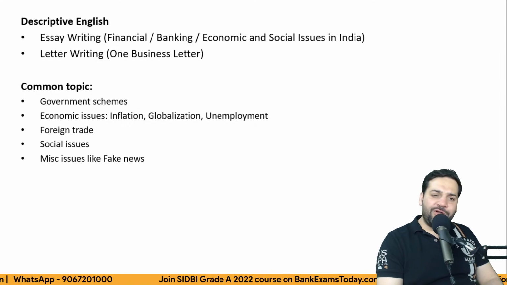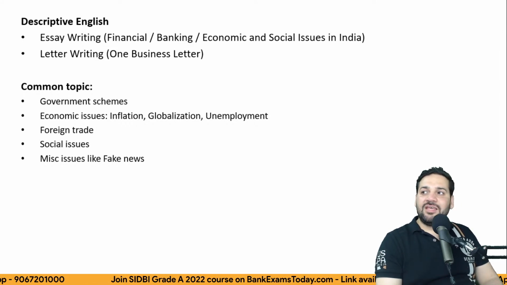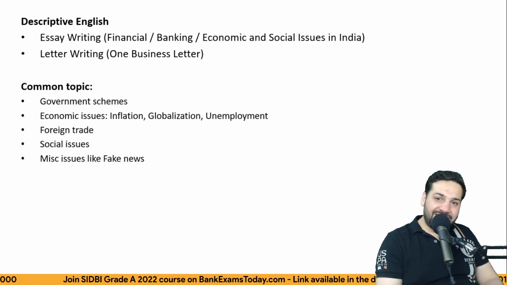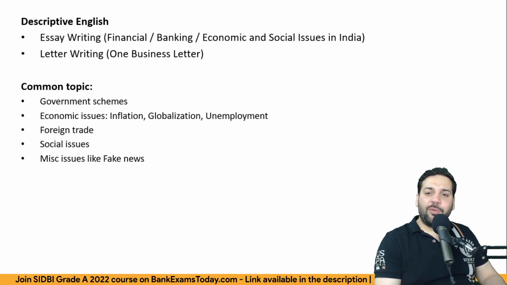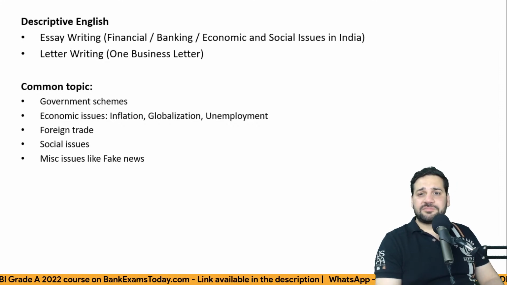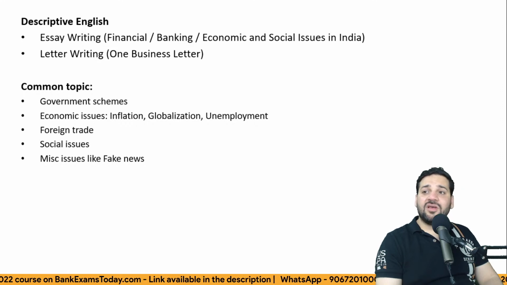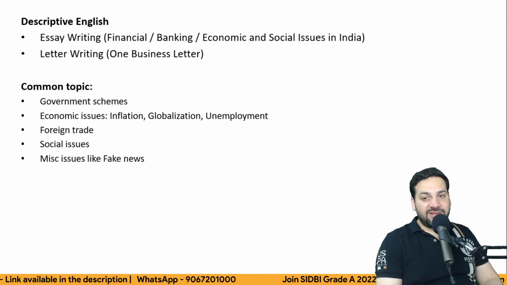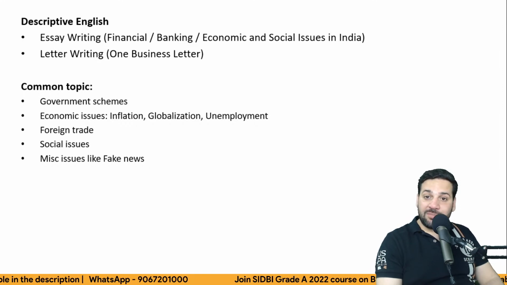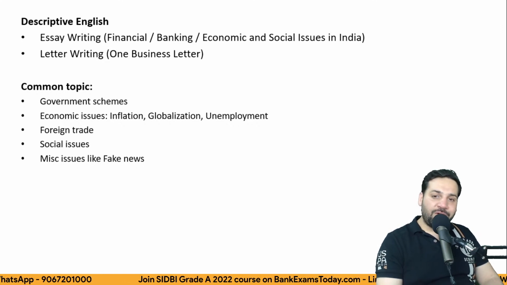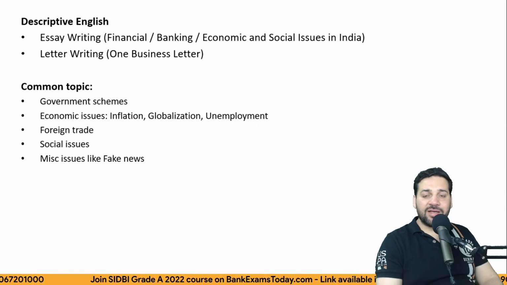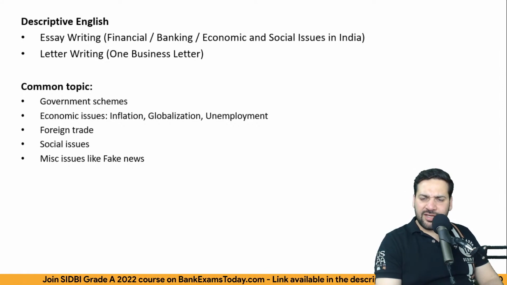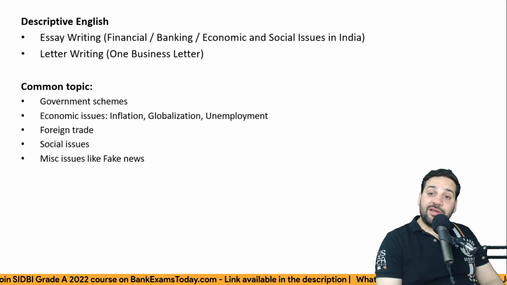So in the essay writing, the common topics are the government schemes like Mudra scheme, Jan Dhan Yojana, NPS. Such schemes are very popular questions, right? MGNREGA, Atal Pension, social security schemes, poverty alleviation schemes, employment generation schemes, schemes for MSMEs, the topics from the Union Budget, economic issues like inflation, globalization, unemployment, demonetization. Foreign trade is an important topic, foreign trade management, laws related to foreign exchange, and then social issues.